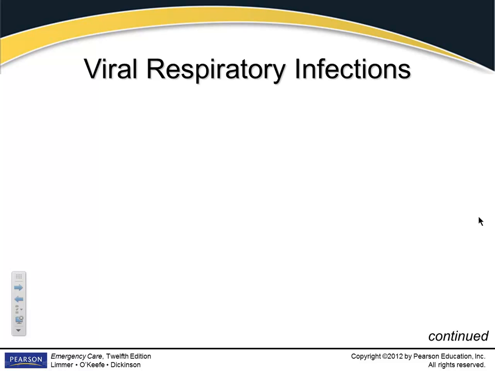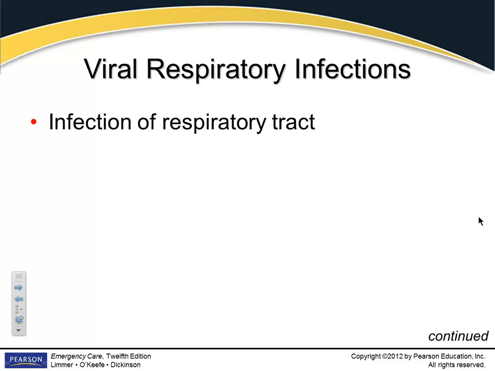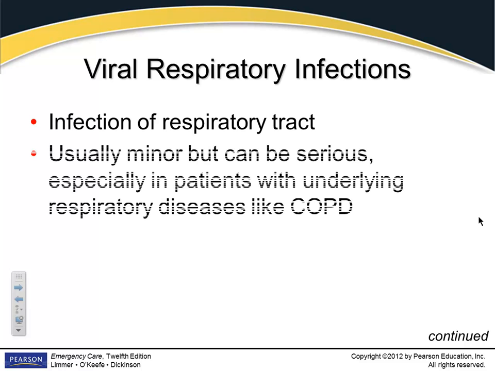Now, there are other viral respiratory infections. I'm just going to go through these fairly quickly. Any infection in the respiratory tract, kids get them all the time. Adults get some kind of upper respiratory infection. Some are minor, some can be very serious. With your patients with underlying disease, emphysema, COPD, any of those, if they get an upper respiratory infection on top of their disease, they can be very ill.